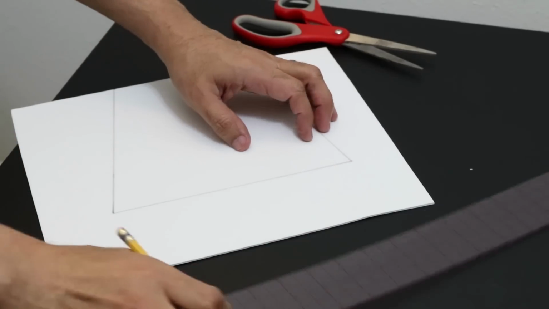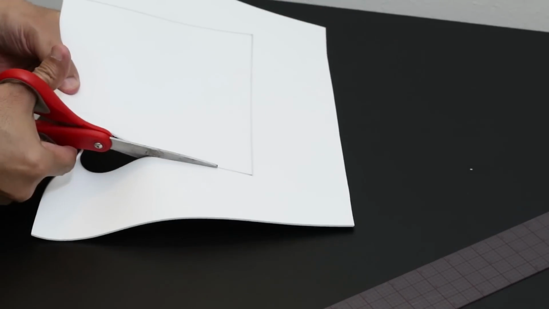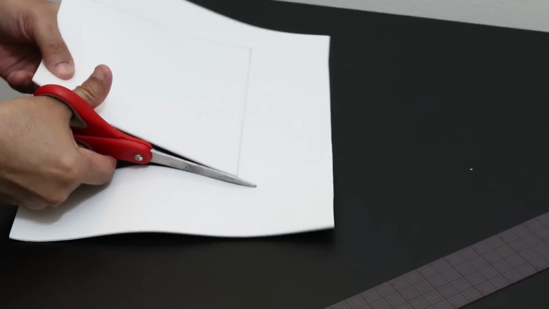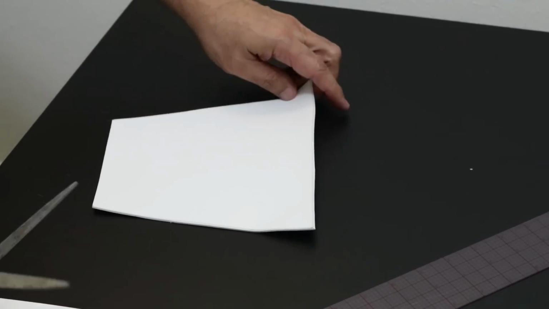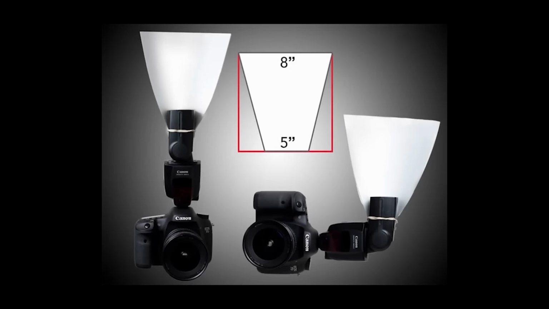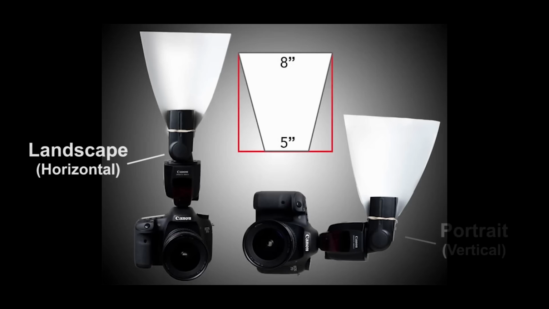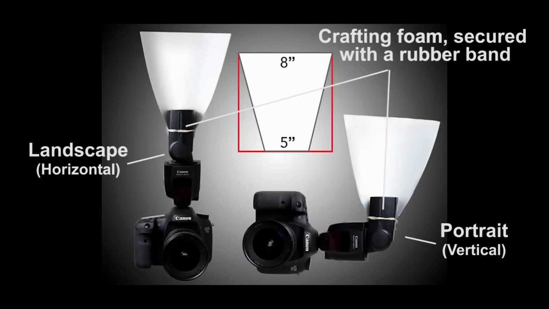And while we're talking about bounce, you could simply attach a bounce surface to your flash in the form of a traditional bounce card. Here, I'm cutting one out of a piece of white crafting foam. I attach the bounce card to my flash like this, and I use it this way for horizontal shots and this way for vertical shots. This keeps the light source up high rather than to the side or below the subject.